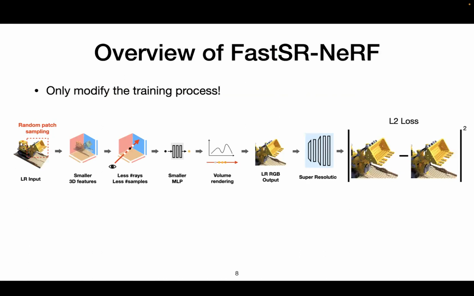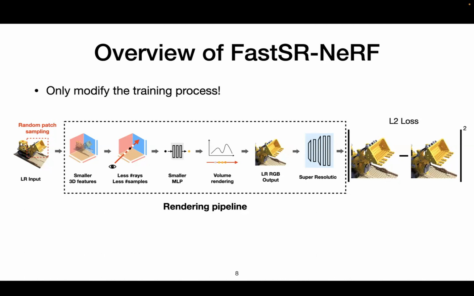Here is the training pipeline of FastSR-NeRF. In the beginning, we utilize a technique we call random patch sampling to crop a patch from the training images. And then we feed this patch to the pipeline as we just described. And then we train on the L2 loss between the output and the ground truth high resolution images in an end-to-end manner. As you can see, we only modify the training process, and the rendering pipeline stays the same as we described.